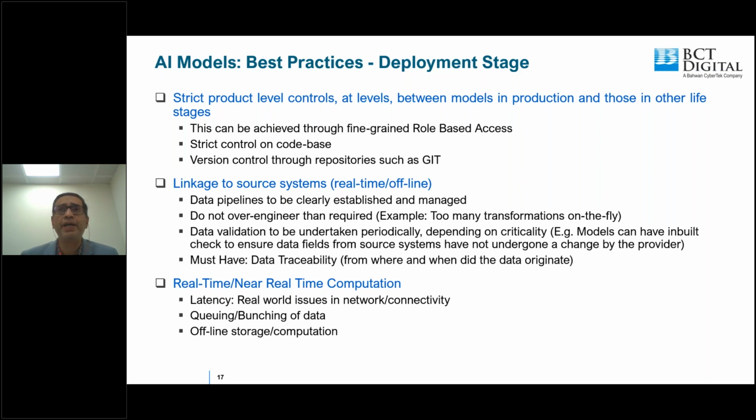And one important factor is that too many transformations on the fly should be avoided, because if you're not able to trace back what transformations have been done on the fly, then the question of traceability goes away, and again, we go back to the problem of explainability of the models to various stakeholders such as auditors, etc. So how you maintain that balance, and what you store and what you don't store, is a very conscious call to be taken.